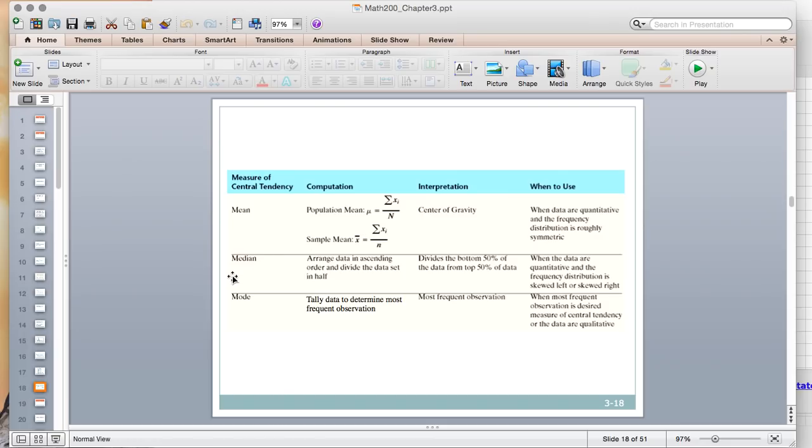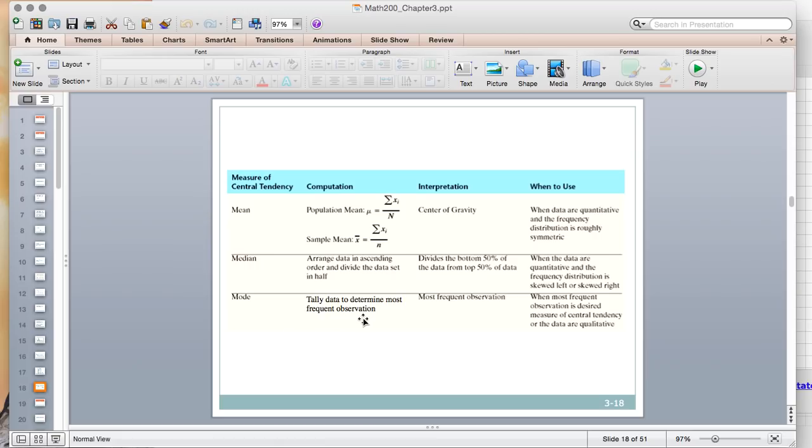Now, the median is found by arranging the data from smallest to largest and then finding the middle. And in order to interpret it, really what we can say is that the bottom half of the data and the top half of the data are separated by this value. And this is useful when we have quantitative data again, but when we have skewed data, it's a nicer measure of central tendency to use than the mean.